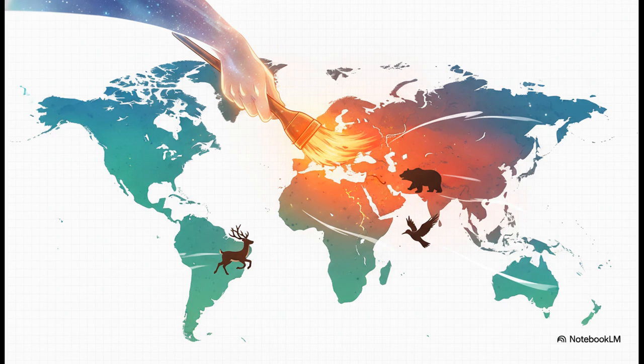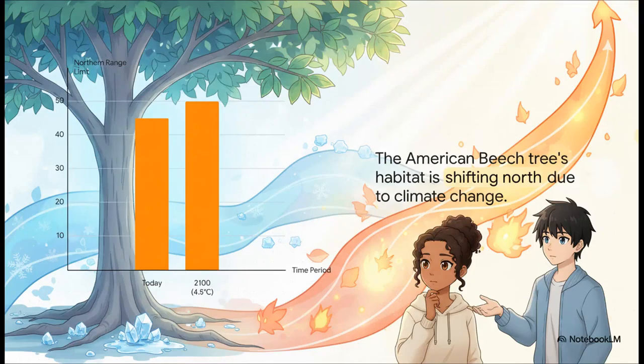They're becoming climate refugees. Let's just take one example, the American beech tree. Obviously, trees aren't known for being fast movers. But as its home gets warmer, its ideal address is shifting north. This chart is incredible. That first bar shows where it can live today. That second bar shows where scientists think it'll need to live by 2100 under a pretty serious warming scenario. The entire species is on the move in a slow-motion migration.